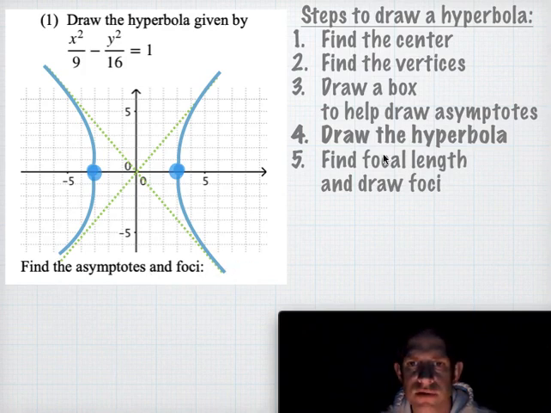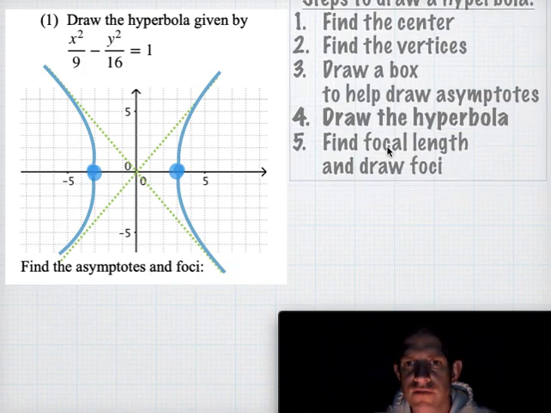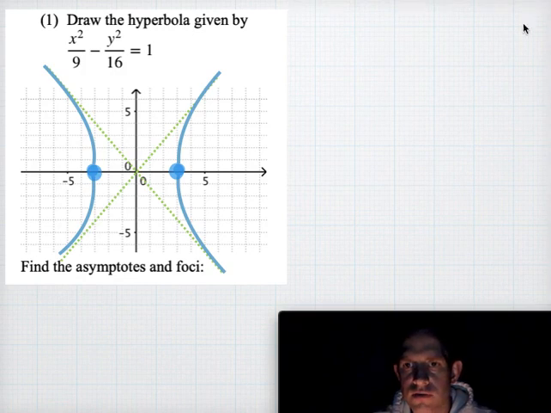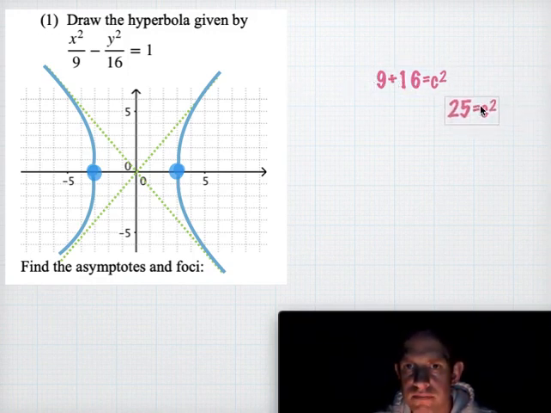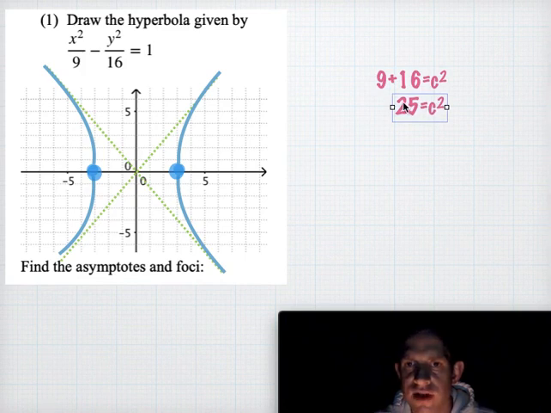We're almost done, except they also asked us to find the focus points. And so in order to find the focus points, I need the focal length formula. And so the focal length formula is a squared plus b squared equals c squared. So in this case, a squared is 9 and b squared is 16. And so if I add those together, the focal length is c squared equals 25. Taking the square root of both sides, we get that the focal length is 5.